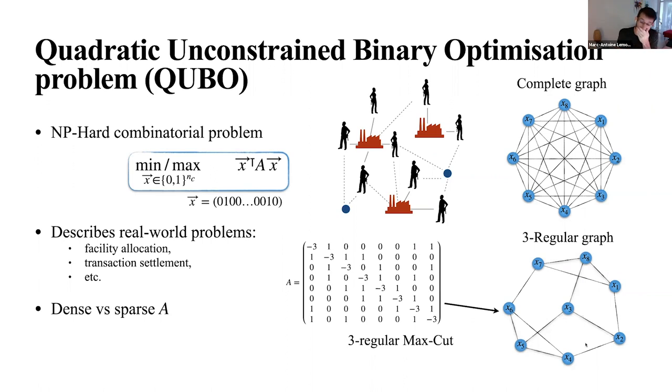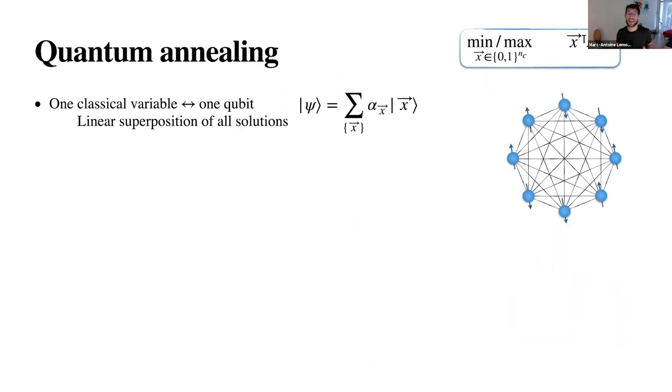So here I give a particular example of what is known as the three-regular max cut problem, this matrix. Three-regular stands for the fact that each node connects to three edges. So this is the sparse matrix A that we'll be looking at. So just to give you an idea, like Dimitri already said, the sizes that real-world problems deal with can go up to 10,000 binary variables, and this is very challenging to find the exact solution and to solve properly. So how can quantum mechanics help with that?